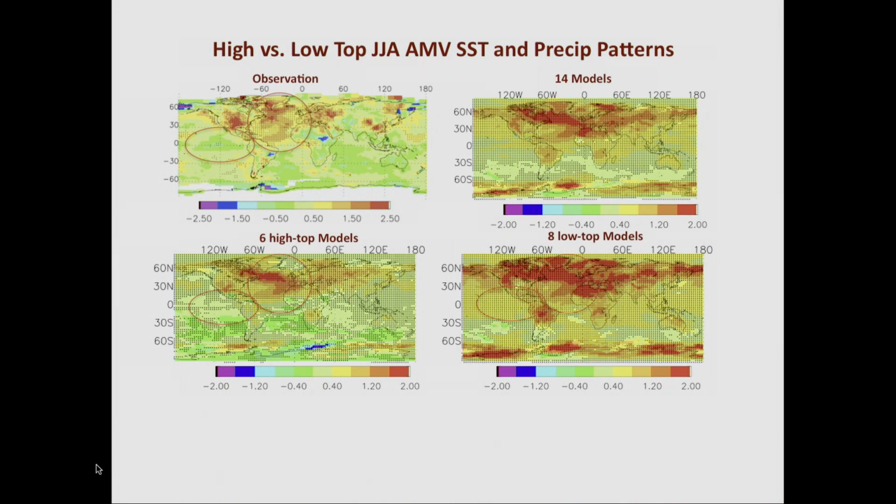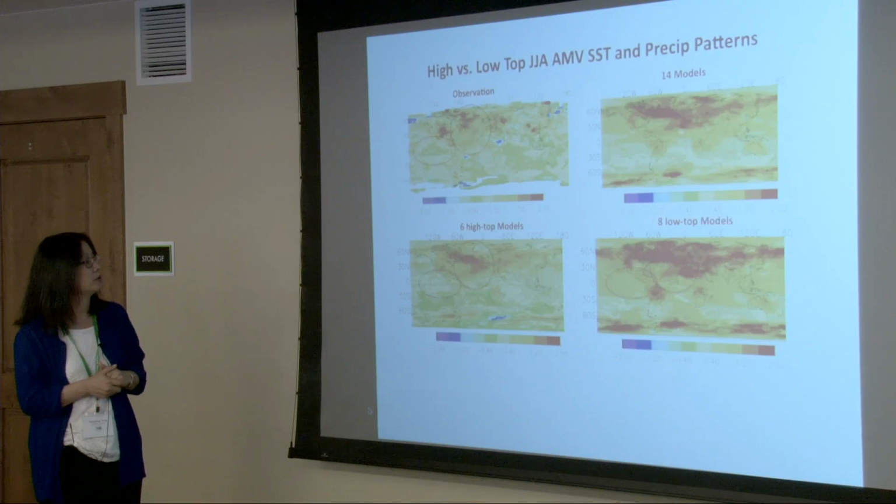So that kind of leads us to look for reasons why, what causes this discrepancy between model and observation in terms of this teleconnection between warm AMV and hydroclimate in North America.